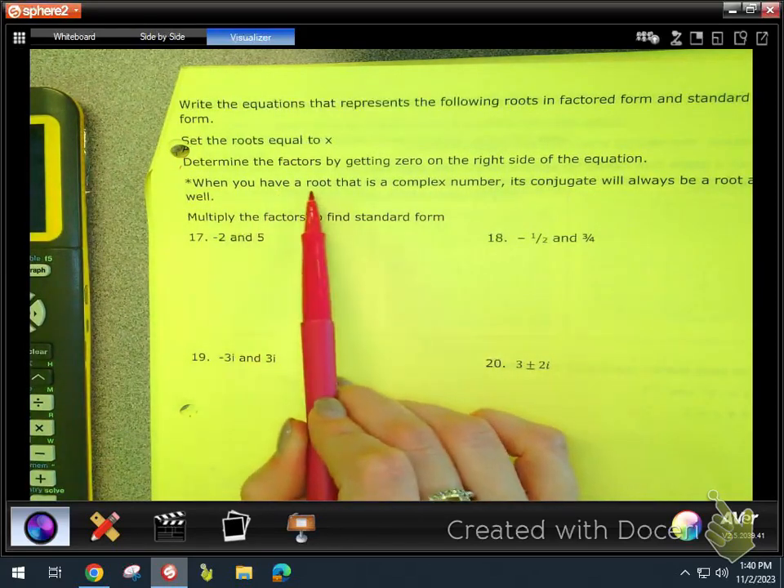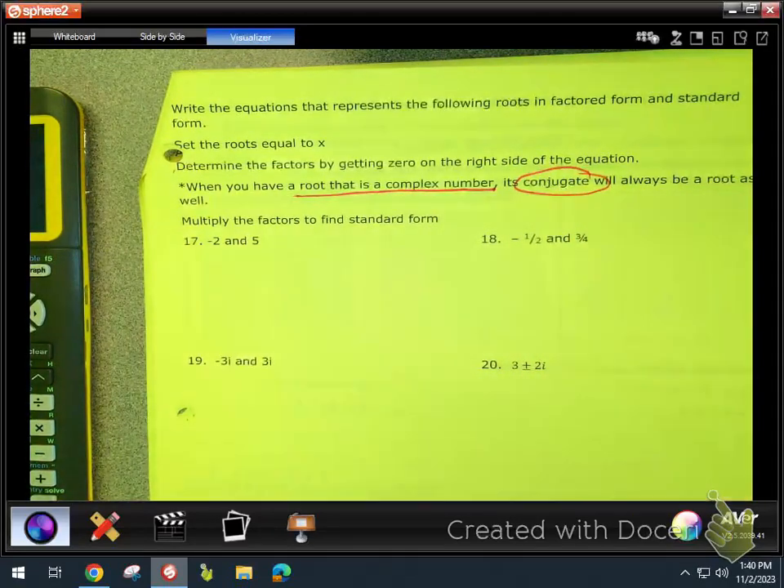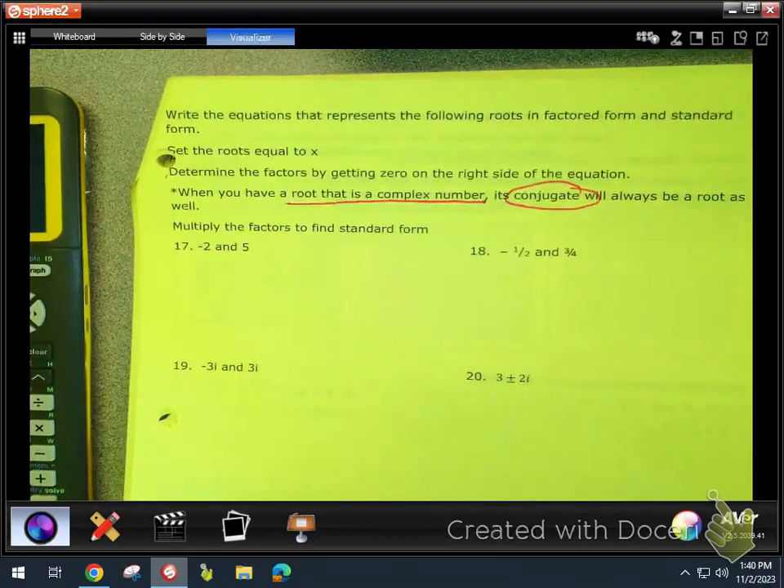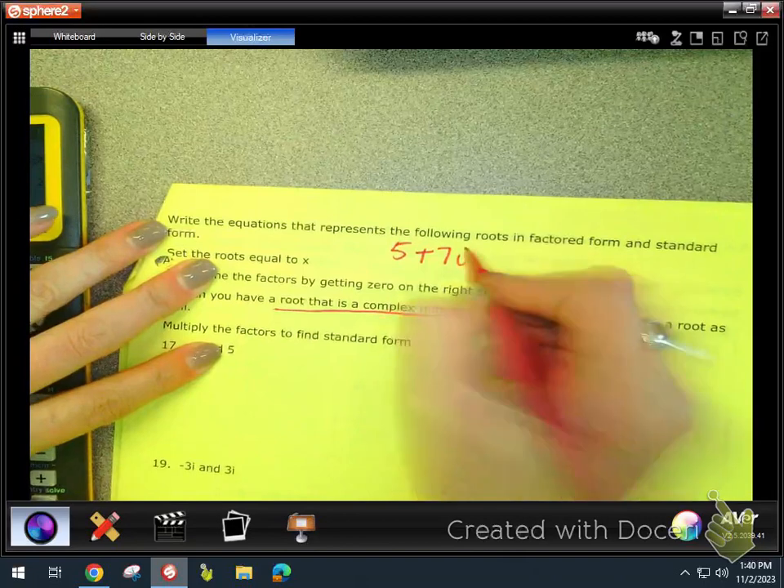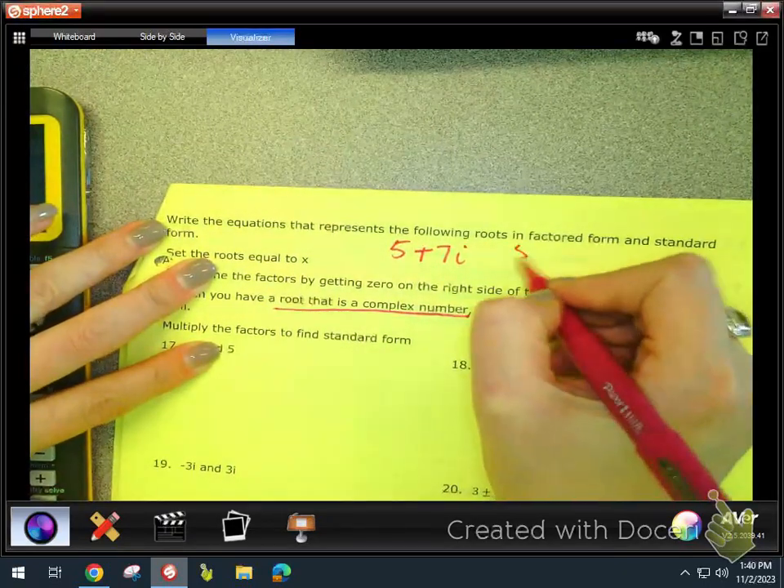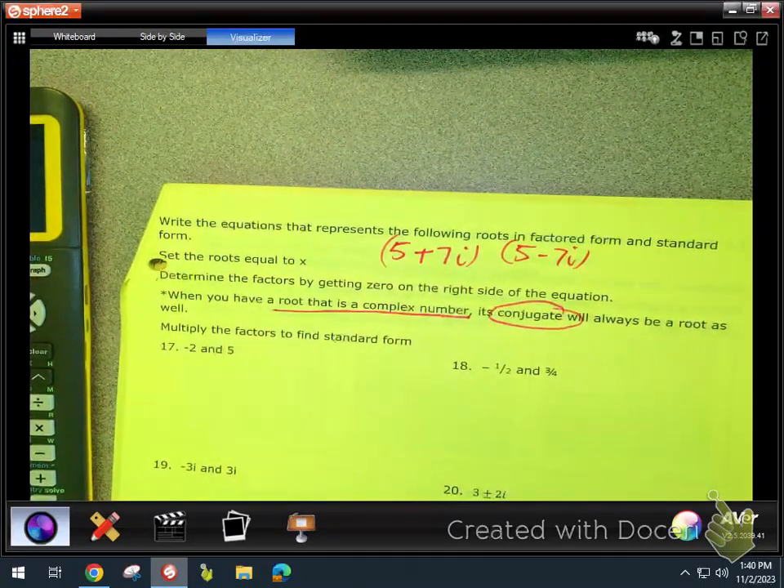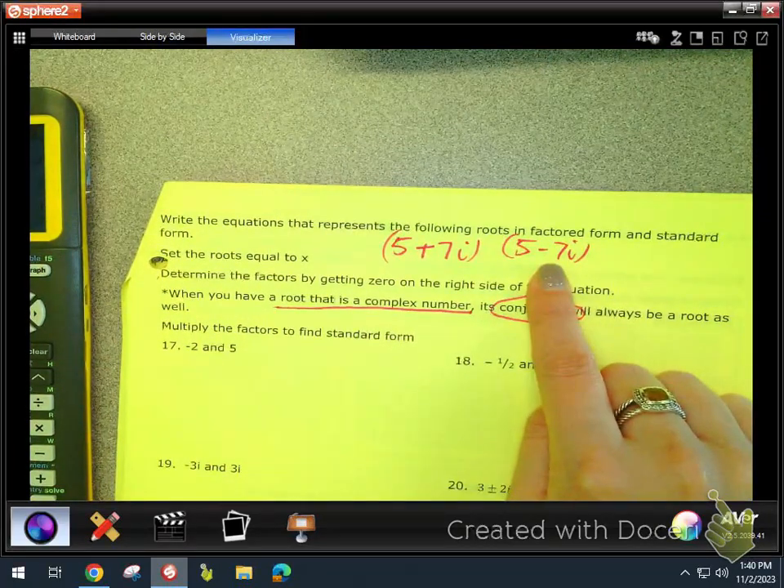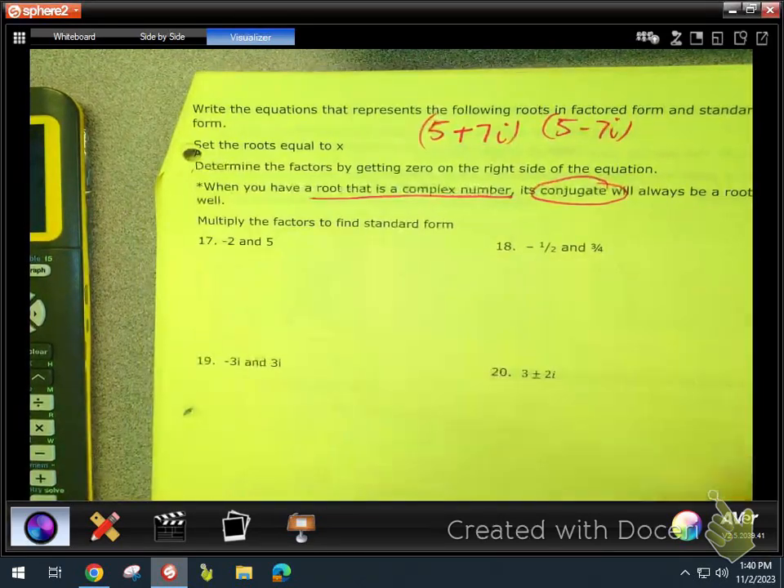There is a note right here that if you have a root that is a complex number, the conjugate is always a root as well. So we talked about those complex conjugates, and I said this last time. What does it mean to be a complex conjugate? The opposite of the equation? Well, okay, let me give you a complex number. 5 plus 7i. What's its conjugate? 5 minus 7i. So when it comes to having your complex roots, remember there's always two of them and they're always a pair of conjugates. So if you know this is a root, then you know this is also a root, okay? And so that's what that sentence is talking about. And then we'll multiply them to get to standard form.